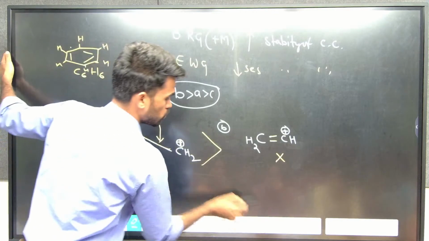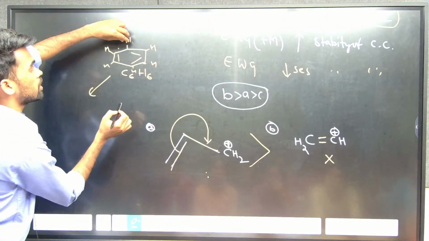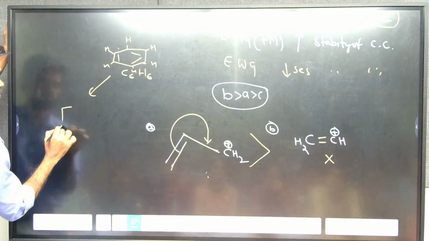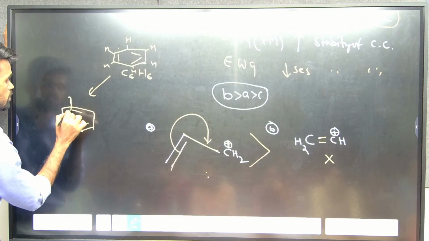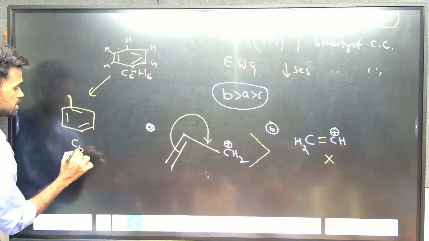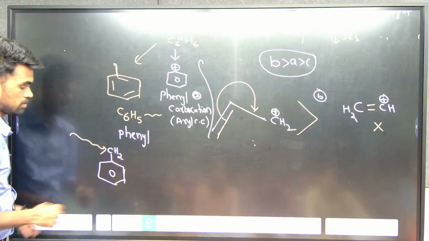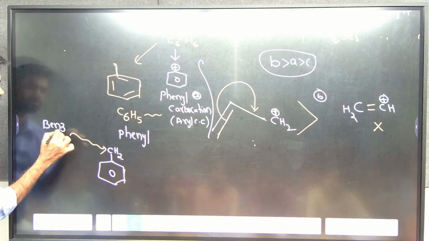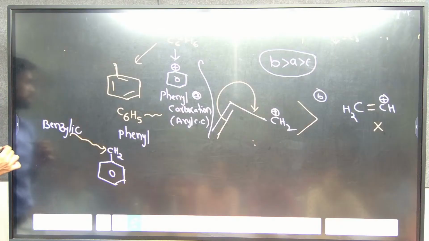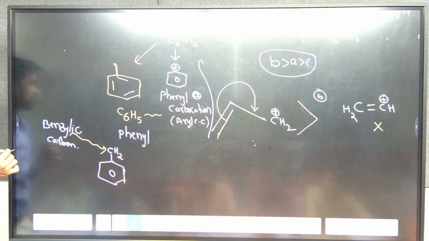Now what am I doing? I am removing one hydrogen. What happens here? Some connection is there like this, so I can write C6H5, with some connection. What is that? Benzylic position or benzylic carbon. What is that carbon called?